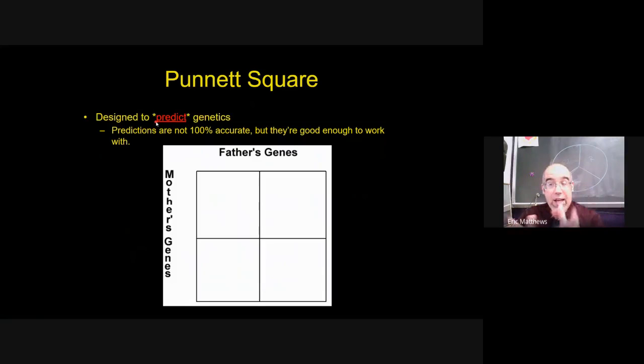All right, so it is good to point out Punnett squares are designed only to predict genetics. Make sure this does not tell you what you're going to get. This tells you the most likely mathematical result. So we make this box. We put one line down the middle, one line across the middle. So we get 4 roughly equal boxes.